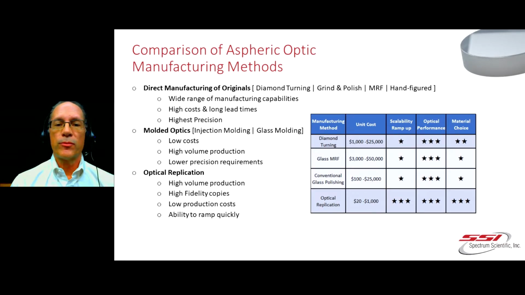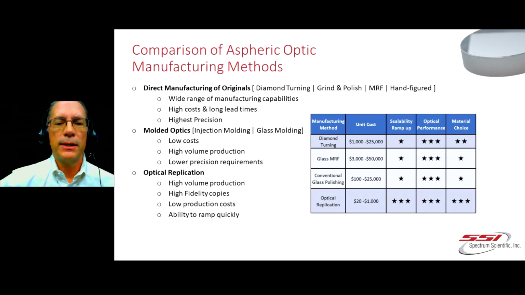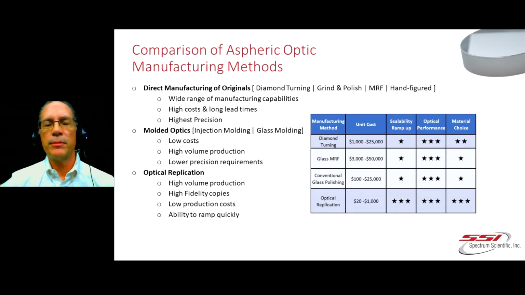Moving to the right, the optical performance is fantastic, as I said, on diamond turning and glass MRF. You have to specify it the right way. And material choices can be kind of limited. Diamond turning reflective optics is commonly done on either aluminum or nickel, which is really nickel coated aluminum. That's dominant, and not a lot of material choice for that. And as far as glass MRF, clearly, glass is your choice.